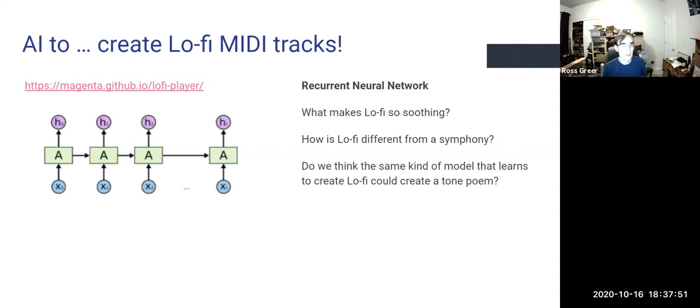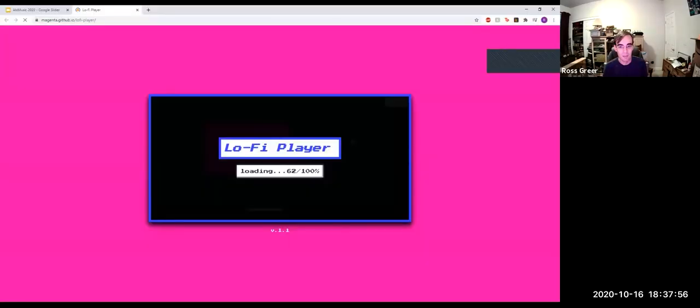So Google has a project called Magenta, and they use this to develop their own AI music algorithms, and they have a lo-fi player there. And as soon as it loads, we'll just listen to a little bit of this, and this is built on a recurrent neural network.